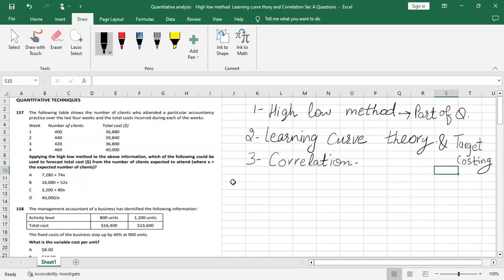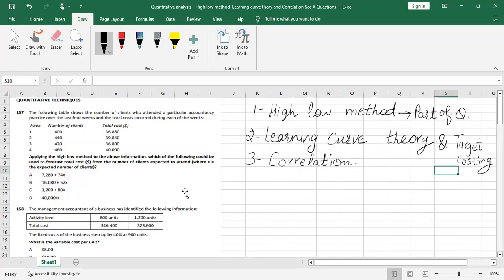But you cannot ignore any topic in the F5, because all of the topics in F5 are important for examination purposes, although the weightage varies. As I told you, overall in quantitative techniques, high-low method may be part of a question, learning curve is part of a question, and correlation is asked for 2 marks. So in total, examiner is going to ask, suppose, 6 marks or 8 marks from this area.